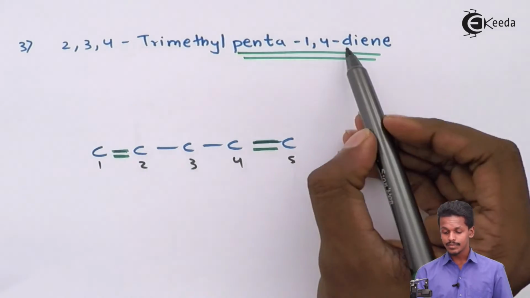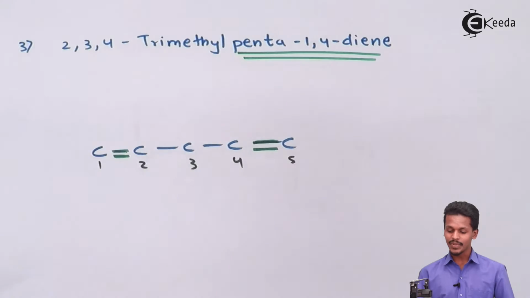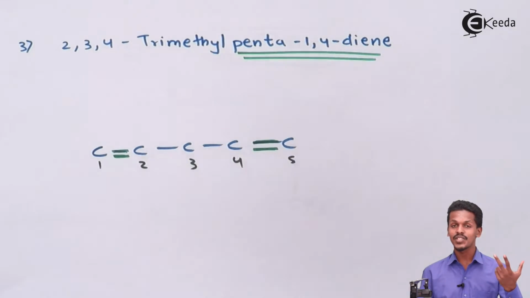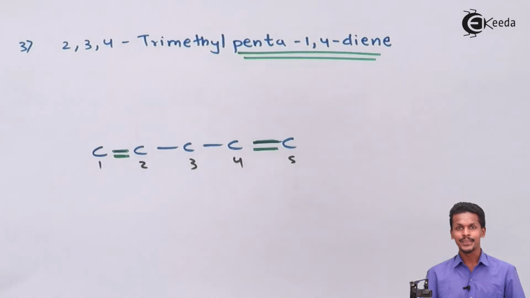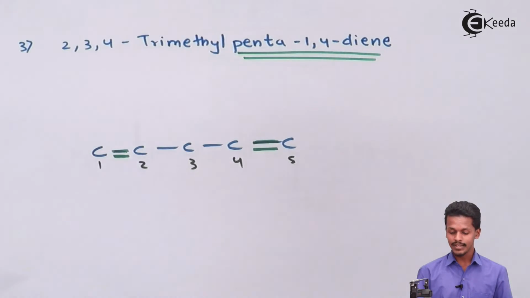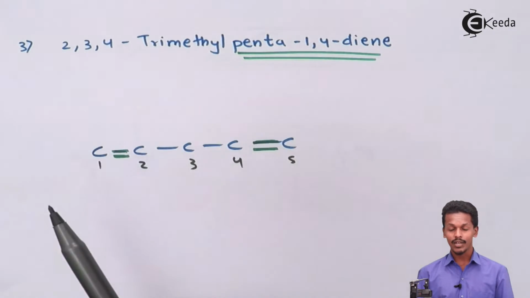And since 2 carbon-carbon double bonds are present, that's the reason the "di" is present here. So this "di" indicates the presence of 2 carbon-carbon double bonds, which is nothing but what we have drawn over here. Now the work is not yet done. We have to substitute the substituents that are attached over here, that is, the methyl groups.